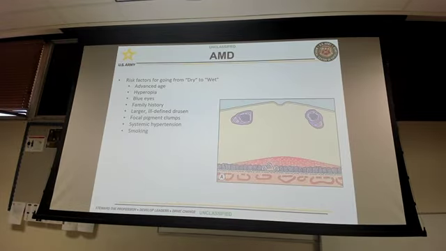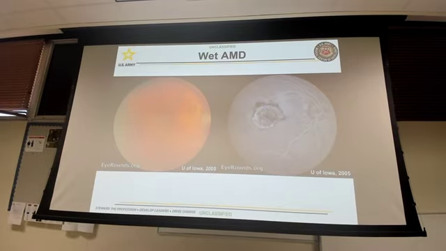All right. So the risk factors for going from dry to wet are basically the same risk factors as developing AMD. And with wet AMD, you'll see some neovascularization going on, some bleeding going on in the macula. That's depicted in the left picture. And if you want to go into detail with the fluorescein, you can see that pattern of the perfusion going on.